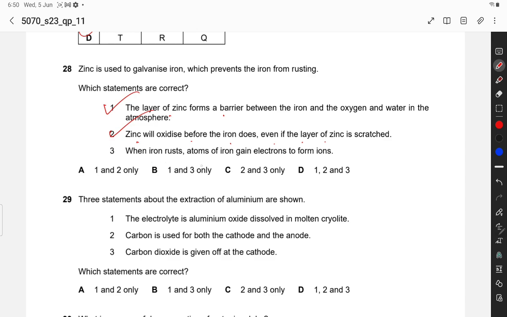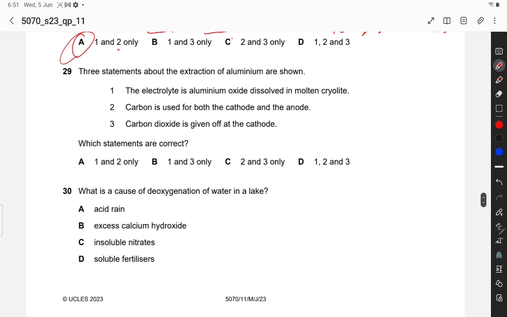Statement 3: when iron rusts, atoms of iron gain electrons to form ions. When iron rusts, atoms of iron do not gain electrons, they lose electrons. Iron is a metal, so iron loses electrons to form Fe2O3.H2O in the presence of oxygen and water. So iron loses electrons, not gains electrons. So this option is incorrect. Option A is 1 and 2, so A is the correct option.